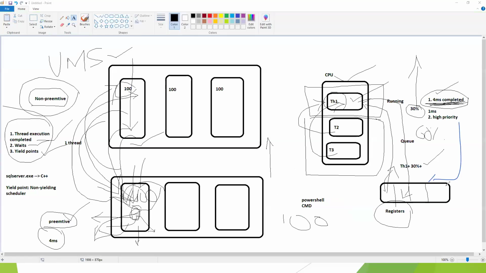It will be a context switch. It will be another thread. It can be a PowerShell thread, it can be a CMD thread, it can be any other application's threads that will go ahead and execute on the CPU. That can take CPU cycles.